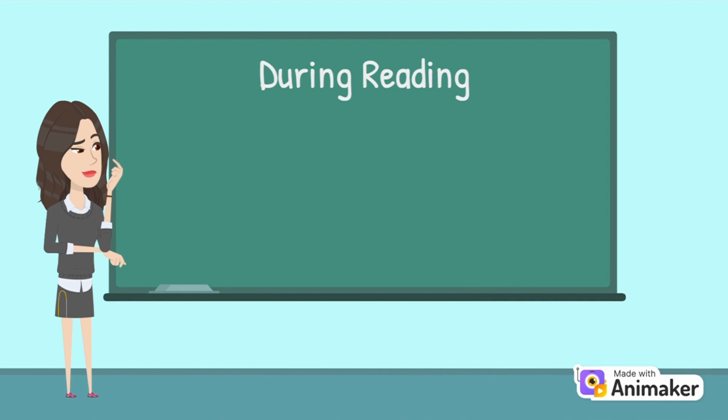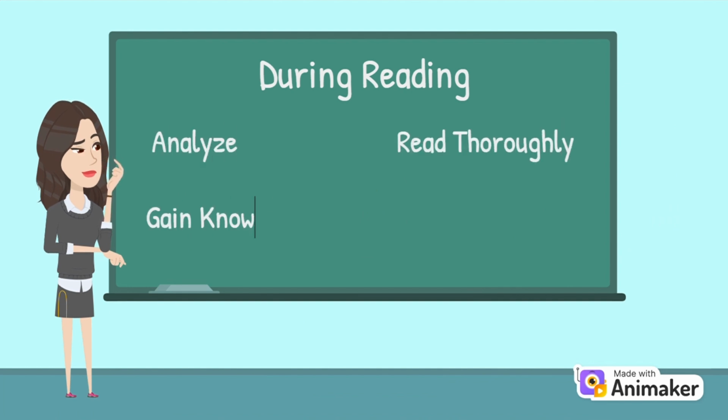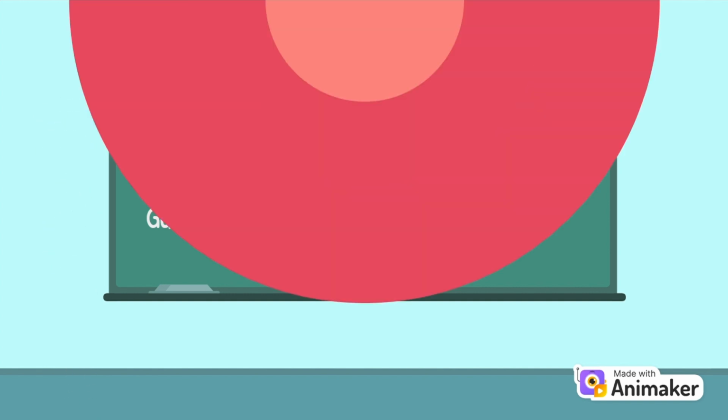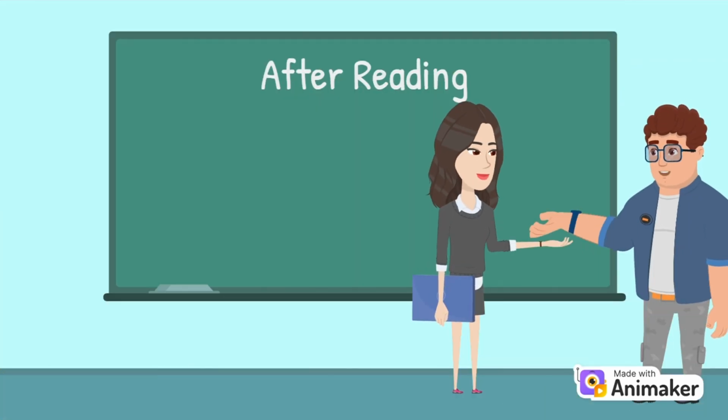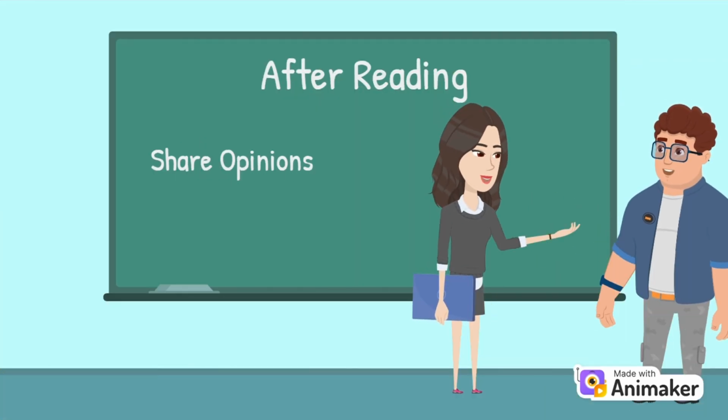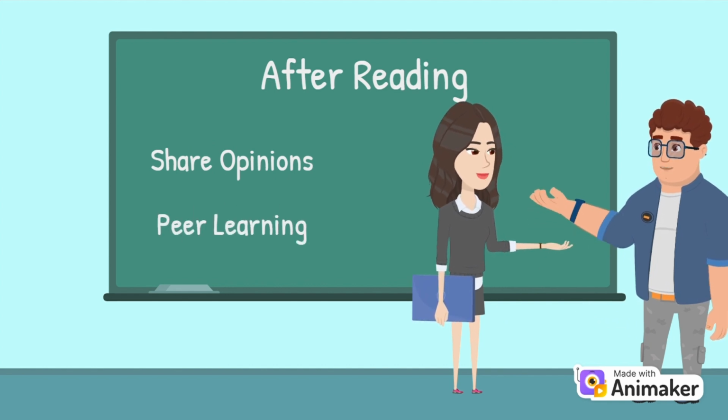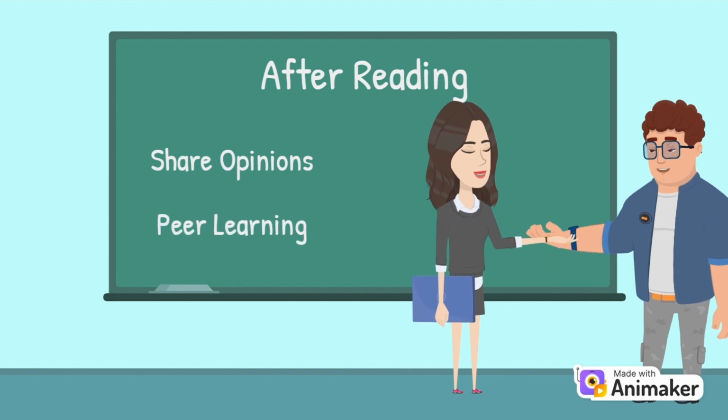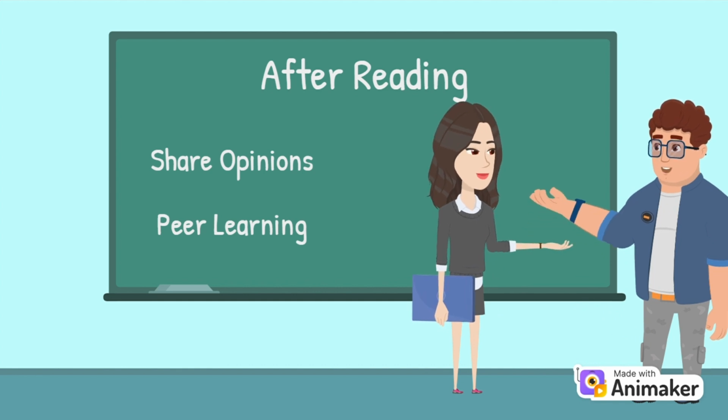Next, students should read the text silently and individually to fully understand and analyze it. This during reading stage allows students to gain knowledge about all parts of the text, reinforcing their understanding of the material. Finally, during the after reading stage, students should share their thoughts about the text with their peers in pairs or groups. This peer learning approach is valuable for reinforcing understanding and sharing different perspectives.